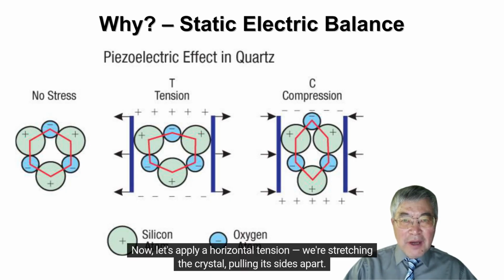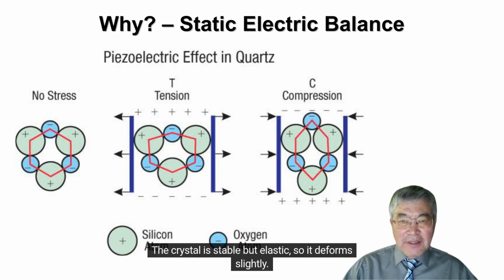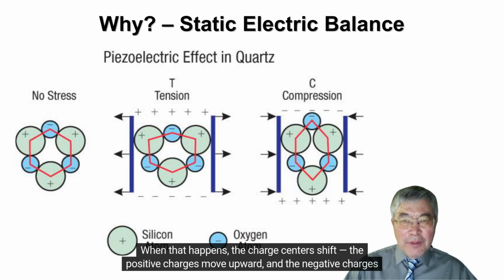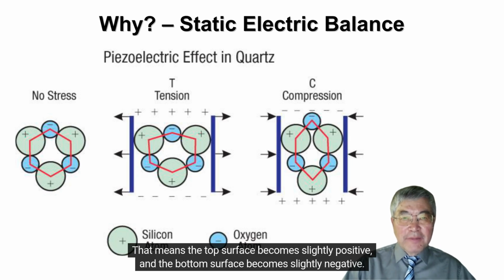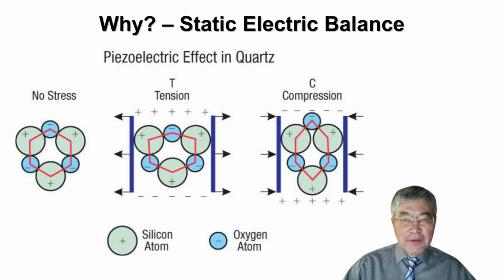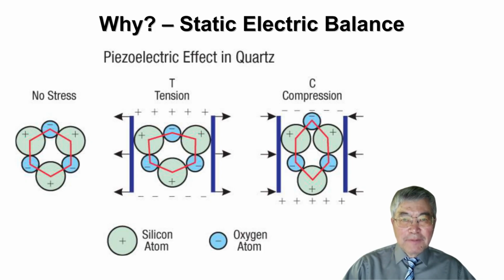Now let's apply a horizontal tension. We're stretching the crystal, pulling its sides apart. The crystal is stable but elastic, so it deforms slightly. When that happens, the charge centers shift. The positive charges move upward and the negative charges move downward. That means the top surface becomes slightly positive and the bottom surface becomes slightly negative. In other words, the mechanical strain has produced an electrical potential difference between the two surfaces.